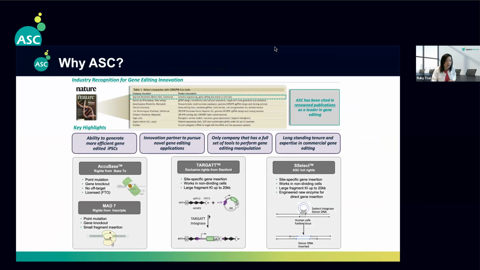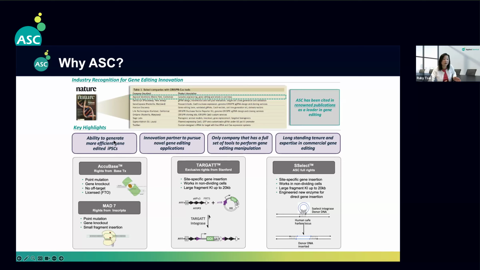So I hope I have given you an overview of gene editing technology, especially the most advanced technology that's available. And at ASC, we provide comprehensive gene editing technologies with the mind of IP landscape and freedom to operate. So we use our proprietary TARGATT technology to do gene insertion, and we use Mad7 for knockout and small fragment insertion. We also use our AccuBase gene editing technology for point mutation or correction.